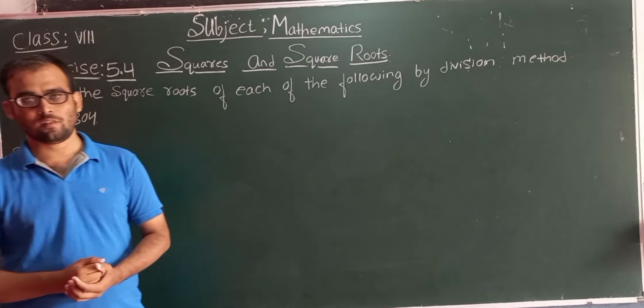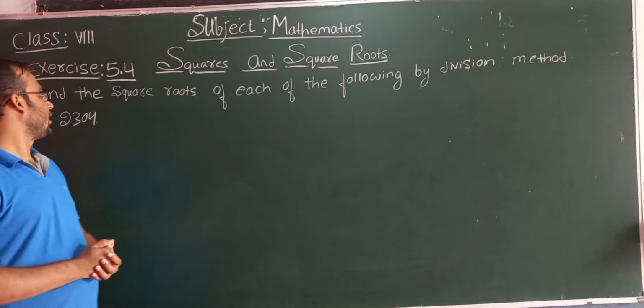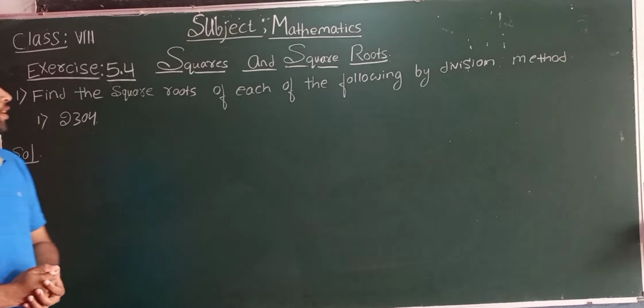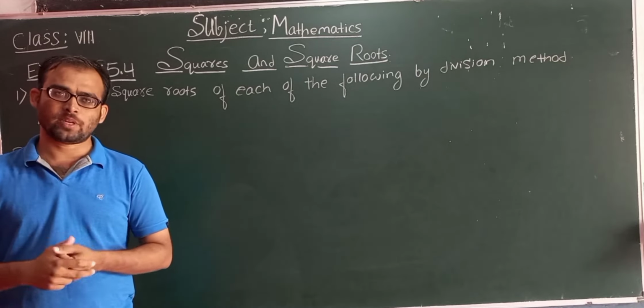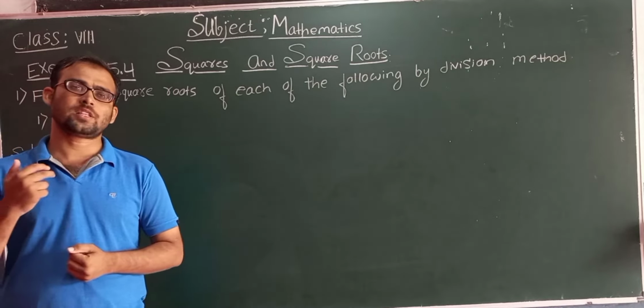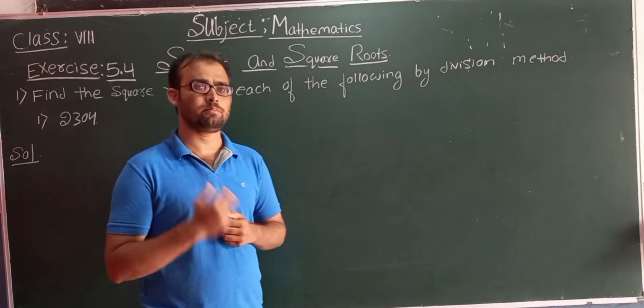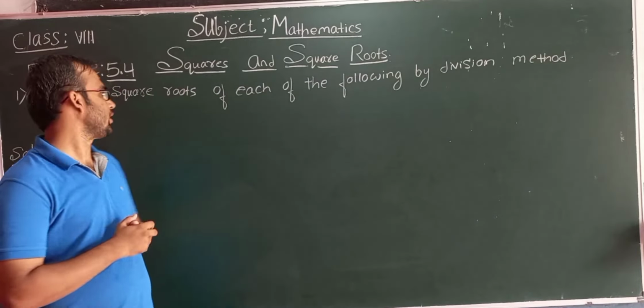Students, now let us solve the first question. What they have given: find the square root of each of the following numbers by the division method. Friends, here they have given some numbers, and we need to find the square root of these numbers by using the division method. Now let us find the first one.